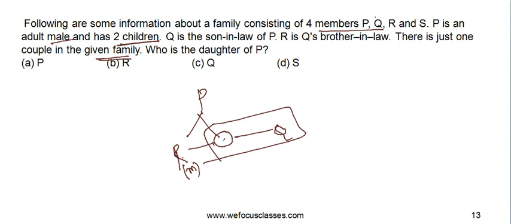So there are 4 members, P, Q, R, S is given. P, Q is occupied, R is occupied. So definitely this person must be S. Then only these 2 will form a couple. Then who is the daughter of P? So S is the daughter of P. So this is how you'll be solving the problem, friends. So these are the first model in this particular topic called blood relations.